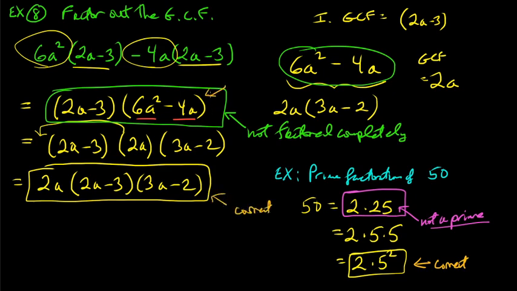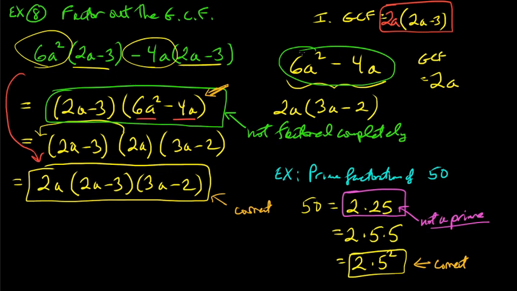This, although it is factored, it's not factored completely. So this is not entirely correct, it's partially correct. And so, like I say, you'll get partial credit for it, but you won't get full credit. Makes sense? Now, if you noticed that the 6a squared and 4a had a common factor of 2a, that should have been included in the GCF. If you did that first, then you would end up with this much faster.